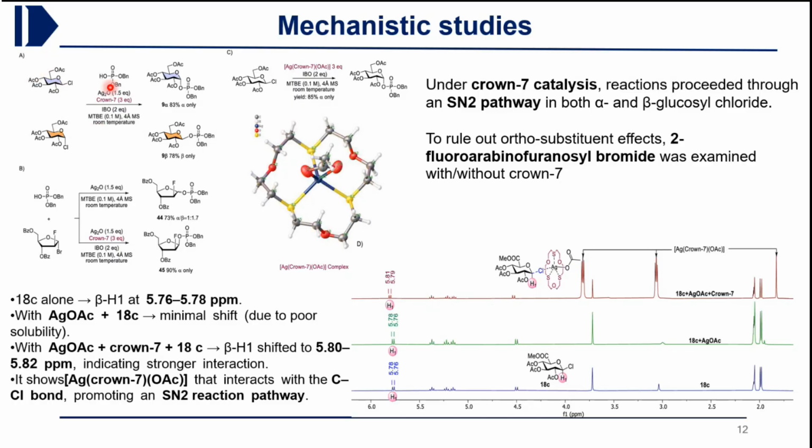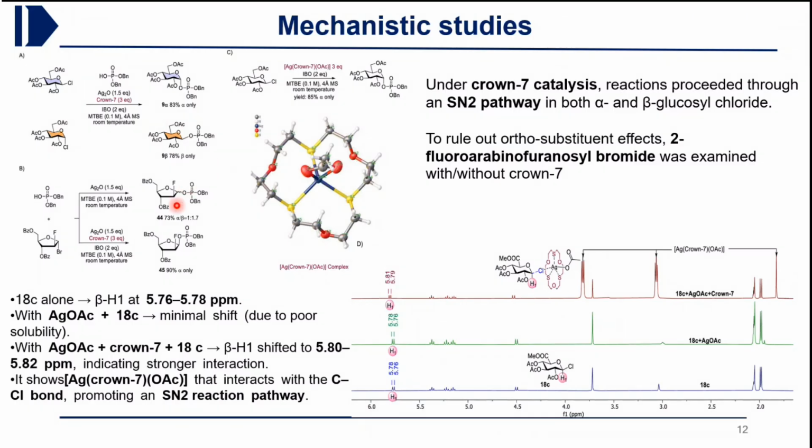So the first reaction they have tried, with the same conditions used for both glycosyl donors. When the beta glycosyl donor is there, they are getting the alpha compound. And when the alpha glycosyl donor is there, they are getting beta glycosides. That means this proved that this reaction is following the SN2 pathway.